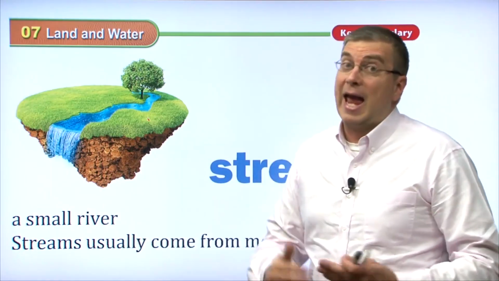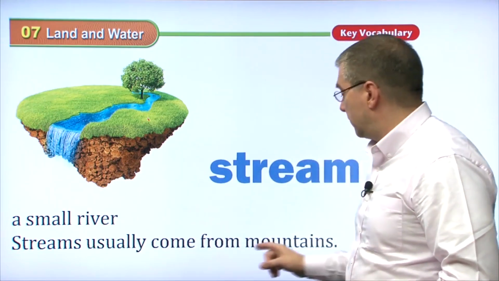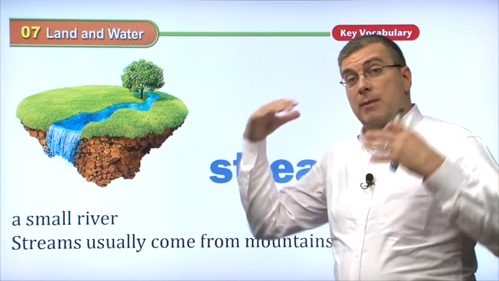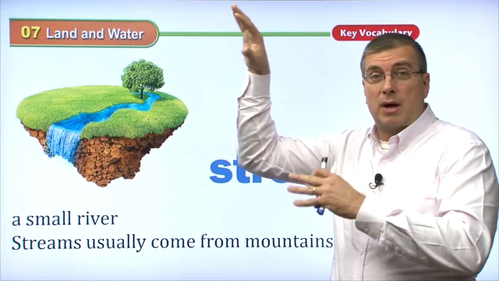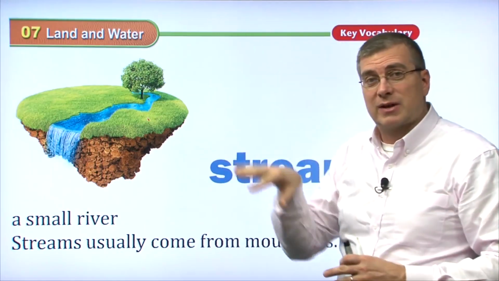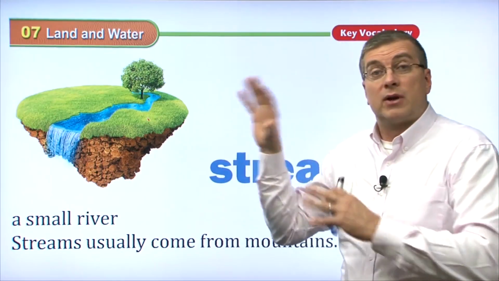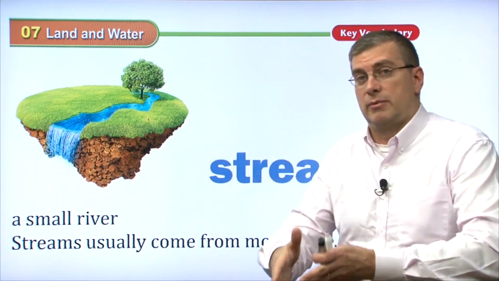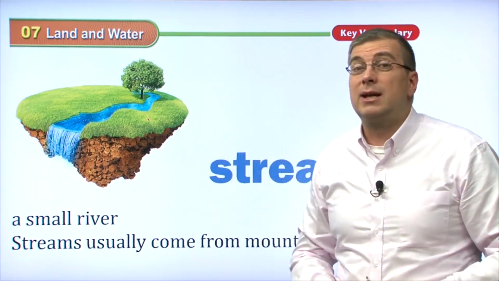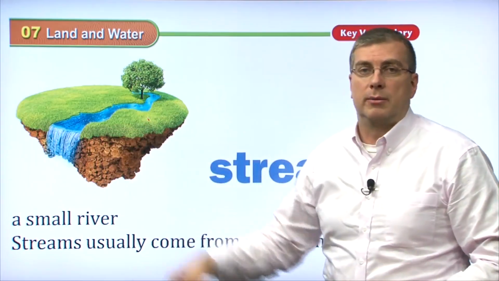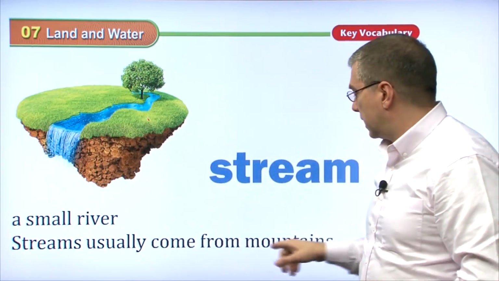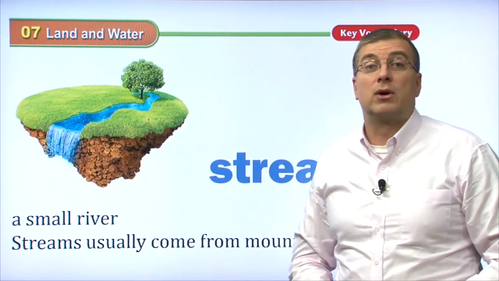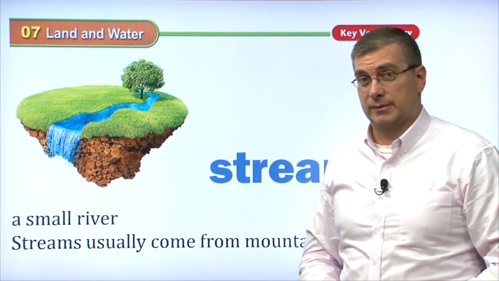Now, streams and rivers usually come from the mountains, right? So in the mountains, of course, there's water high up on the mountains. The water has to come down from the mountains. So if there's a lot of water, a river comes down. But if there's only a little bit of water, then a stream will come down. So streams usually come from mountains, and also rivers usually come from mountains.